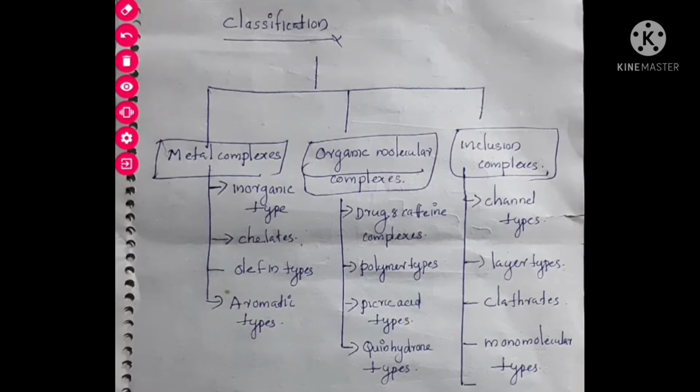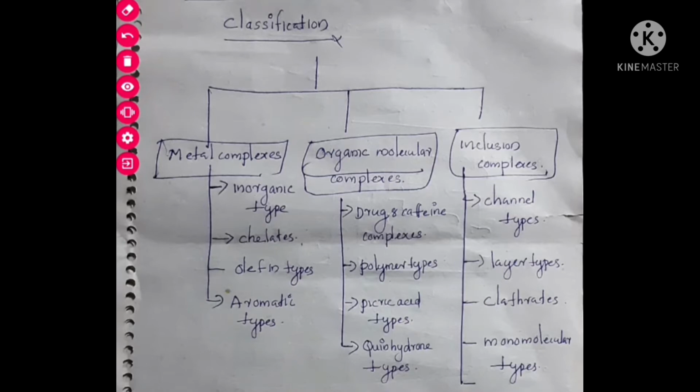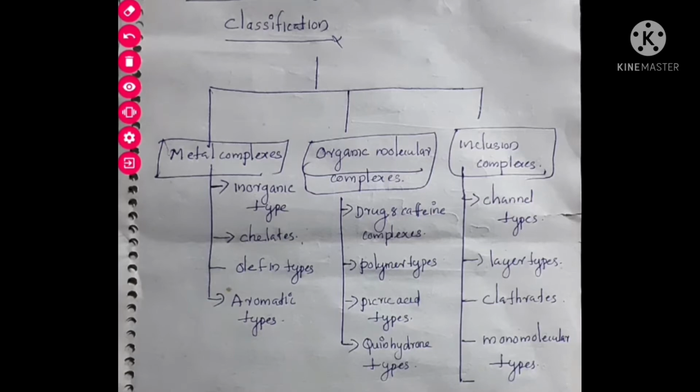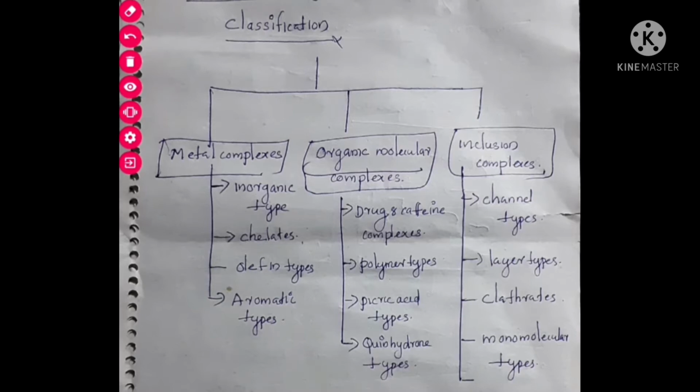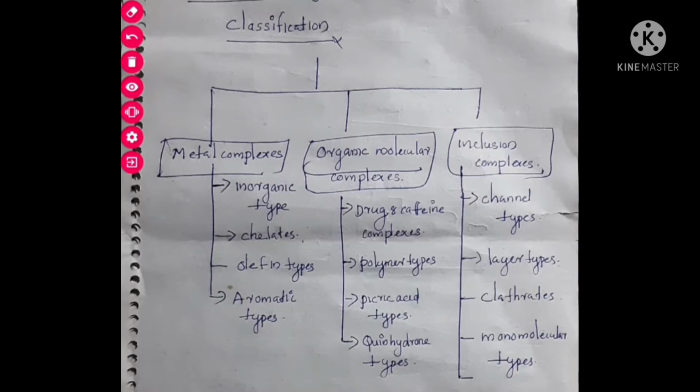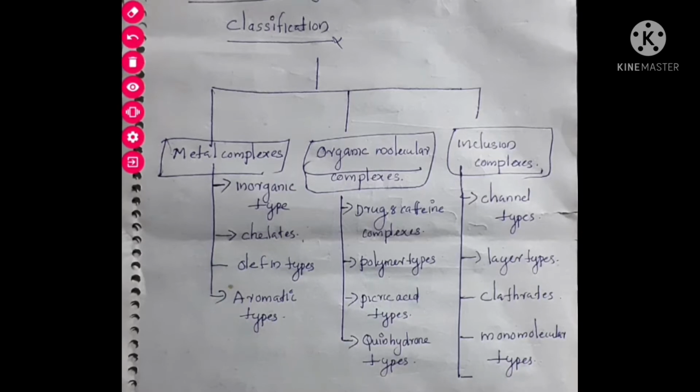Inorganic type complexes, chelates, olefin types, aromatic types. These are coming under metal complexes. Organic and caffeine complexes, polymer types, picric acid types, quinhydron types. These four are coming under organic molecular complexes. Channel types, layer types, chelates, monomolecular types. These are coming under inclusion complexes. So these are the major types of complexes.